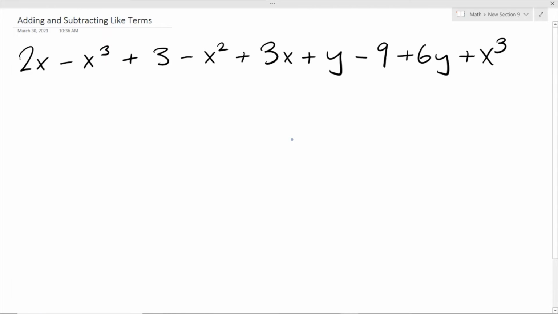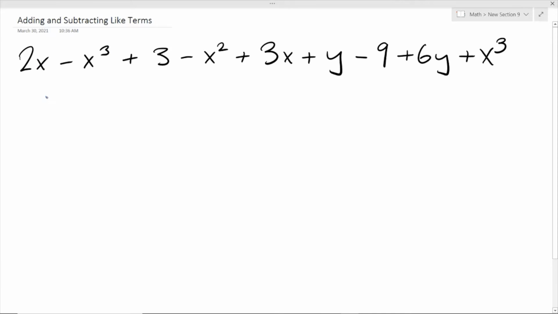Hi there, today I'm going to be showing you how to add and subtract like terms. So we're going to start with this example here. And when we add and subtract like terms, we like to classify like terms as the terms with the same variable and the same degree.